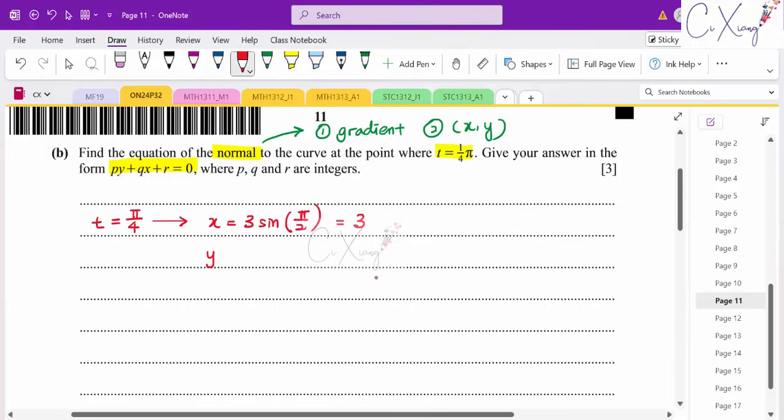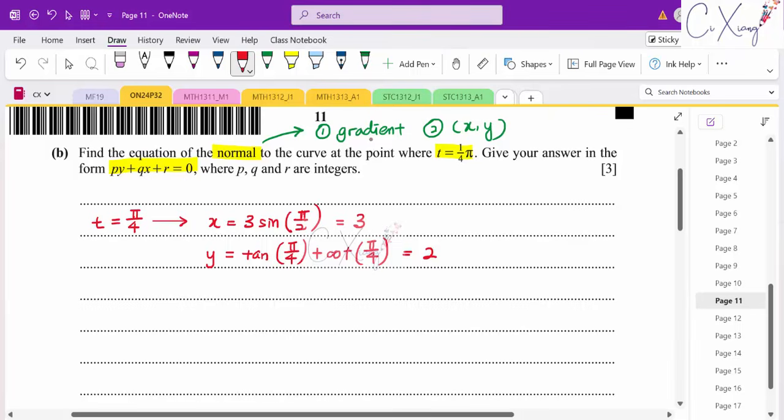Then now we try to figure out the y coordinate. So what is the formula for y coordinate? It is actually tangent t plus cotangent t. And we'll get 2 from here. So I already have the passing point, the coordinate of x and y. This one done already. Then now we look for the gradient.